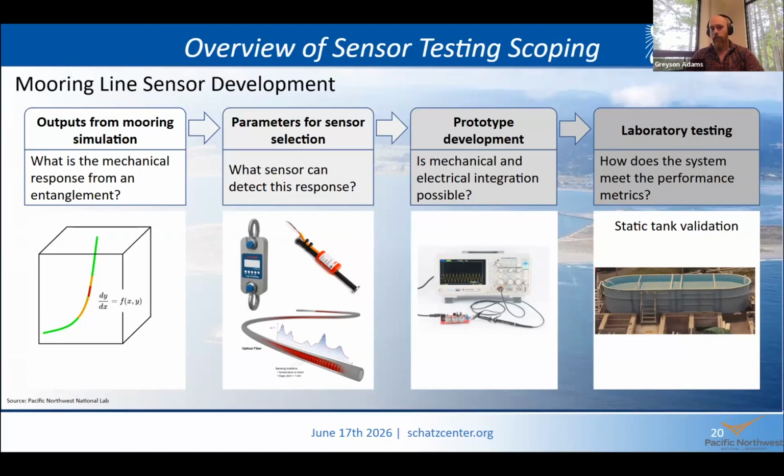And ask the questions like, is mechanical and electrical integration possible? A quick example of that is early on, we identified that strain may be a really useful metric for understanding entanglement and line responses to entanglements. But in talking with industry partners, project partners, and subject matter experts, it became clear pretty quickly that developers and folks that were involved in mooring line manufacturing and deployment were likely not going to be willing to splice instrumentation in line into a mooring line.